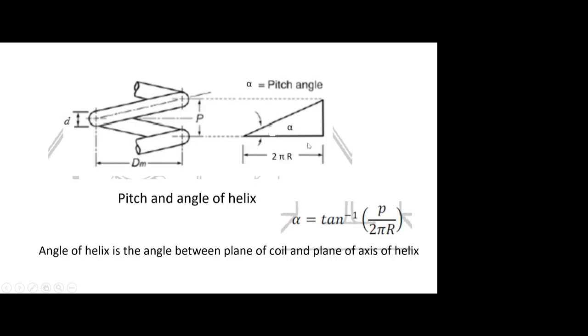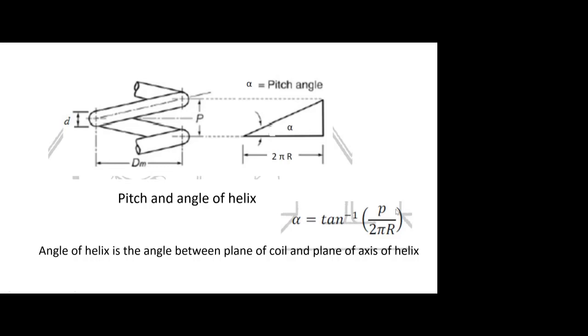Now, in order to find the angle of helix, we can find out these 2 parameters. That means the distance between the 2 adjacent coils and its corresponding circumference. So, p divided by 2 pi r. 2 pi r is the total length when we take from here to here. Then tan inverse of p divided by 2 pi r will give you the angle of helix.